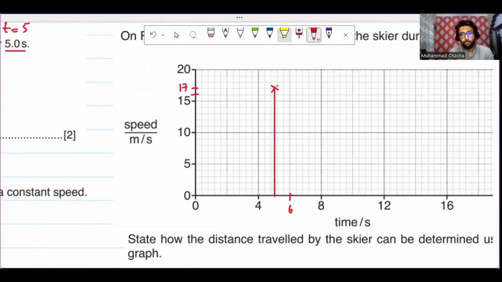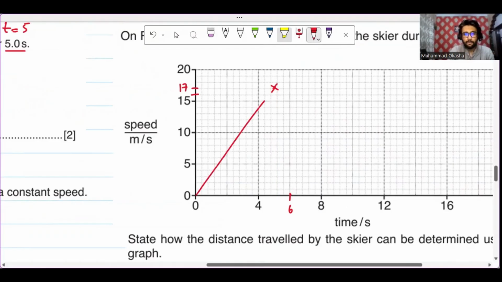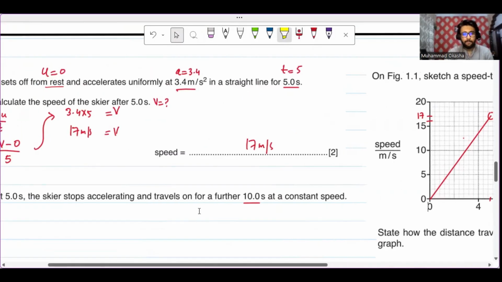So I'm going to mark my point over here. Uniform acceleration means I'm going to have to draw a straight line from this point to this point. In fact, this should be a 5, and at 17, I should mark my point like this, and then I will draw a straight line up to this point. In fact, let me redraw the straight line. Uniform acceleration is a straight line, right? So this is a straight line. Cool.